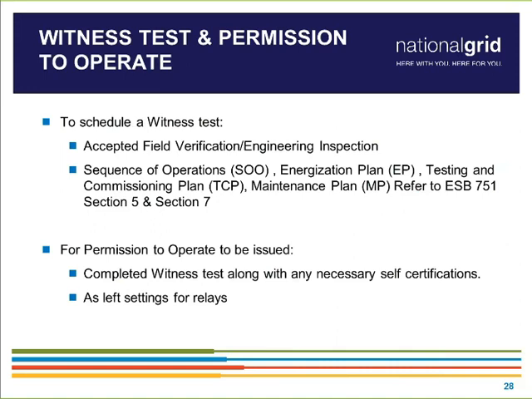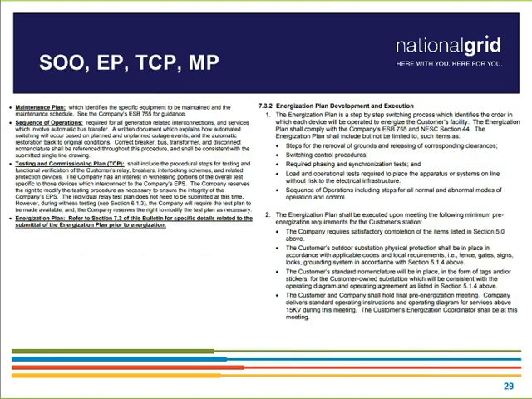From there, we can go on to the witness test, and obviously we got to get through the field verification first. That has to be done. But also you have to have approved test documents, the sequence of operations, the energization plan, the testing and commissioning plan, the maintenance plan. And again, you can refer to ESB 751 and also 756 for these. I did put the section from 751 in here so you can read the definitions of each one of those. Chris, I don't know if you want to go into any further discussion on the testing plans.